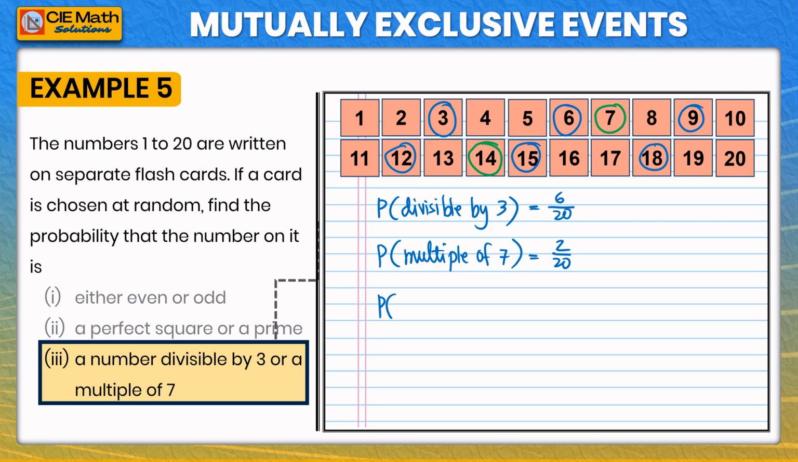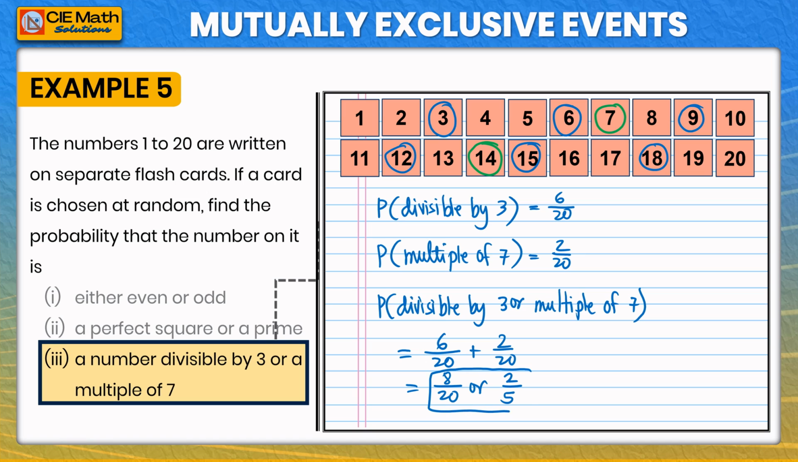The probability then that a number taken is divisible by 3 or a multiple of 7 is equal to 6 over 20 plus 2 over 20, which is equal to 8 over 20. In simplest form, this will be 2 over 5. So the probability of getting a number divisible by 3 or a multiple of 7 is equal to 2 over 5. I hope all of those examples that we have discussed are clear to you.